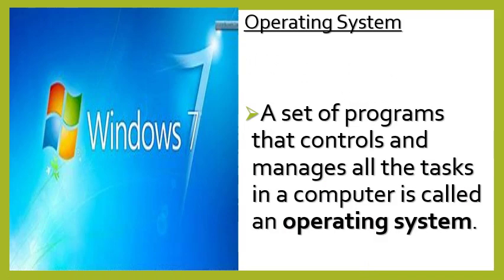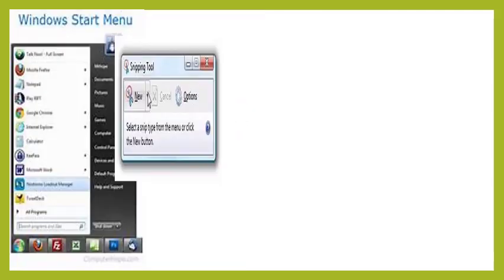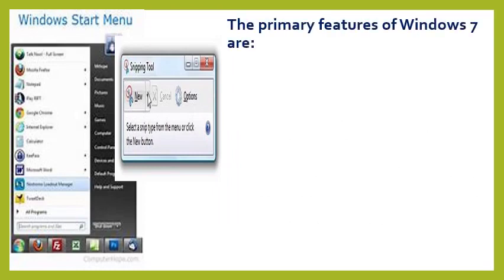Dear children, in this lesson, we are going to briefly discuss the Windows 7 operating system. Okay, come let's see the textbook. What is an operating system? A set of programs that controls and manages all the tasks in a computer is called an operating system. Next one, the primary features of Windows 7. Primary features means the main points of Windows 7.